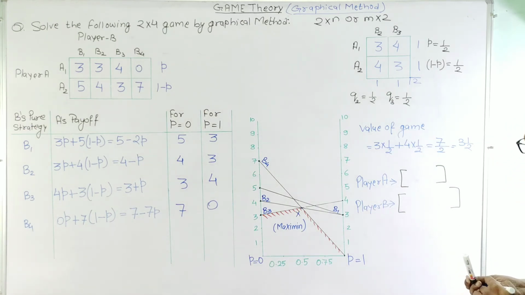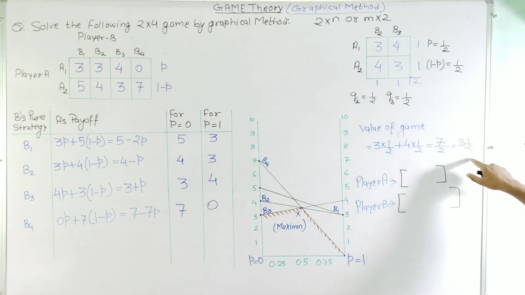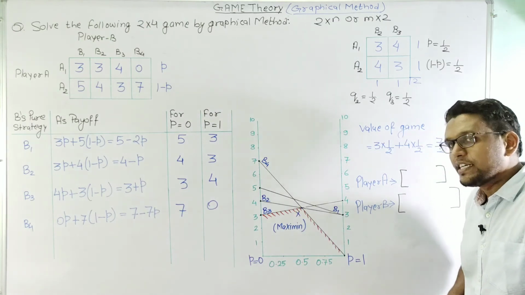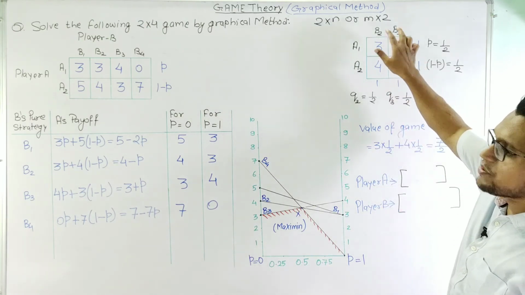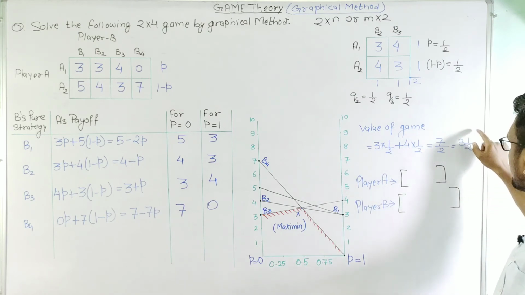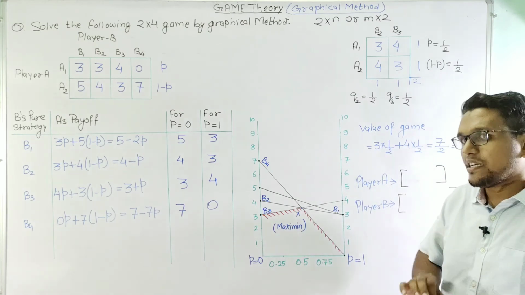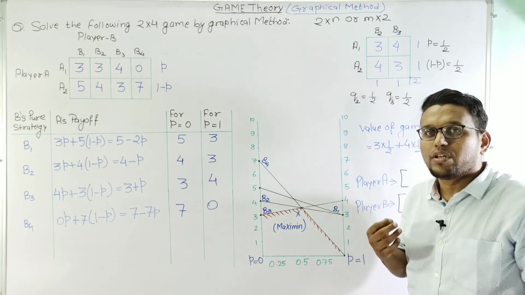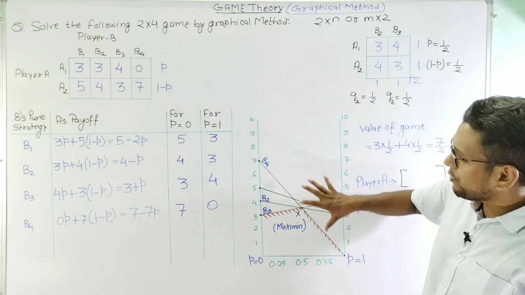Now we can see that in the previous matrix also the value of game is 3.5, and here also the value of game is 3.5. So we can say that after taking these two strategies also we are getting the same solution. That means there is an alternate optima, or we can say there is a multiple solution, or more than one solution exists for this particular problem.